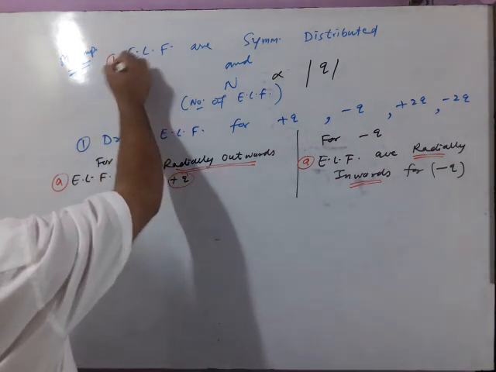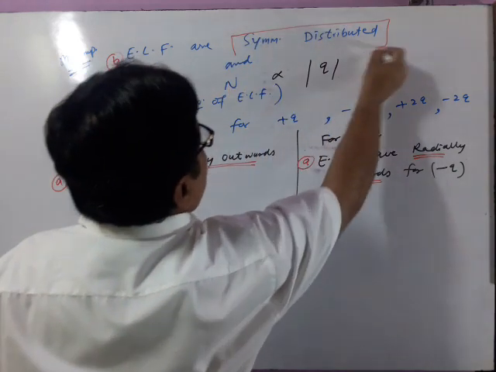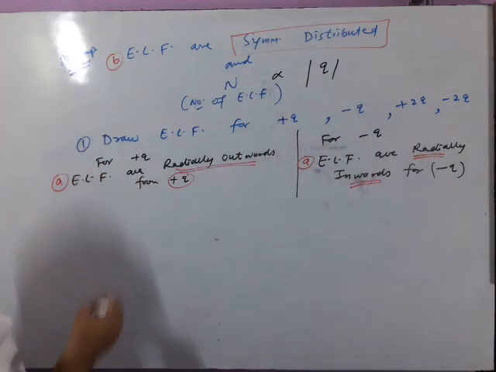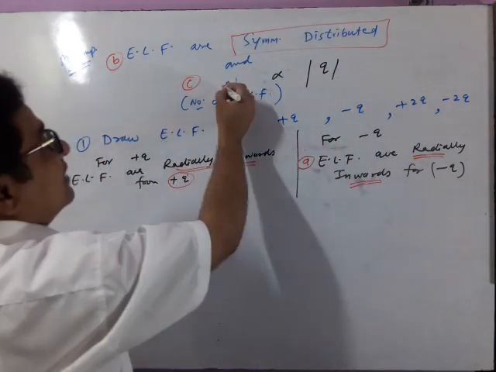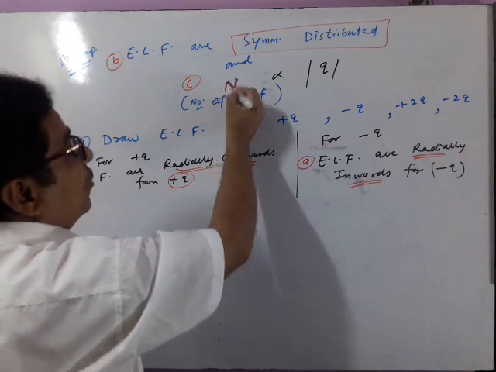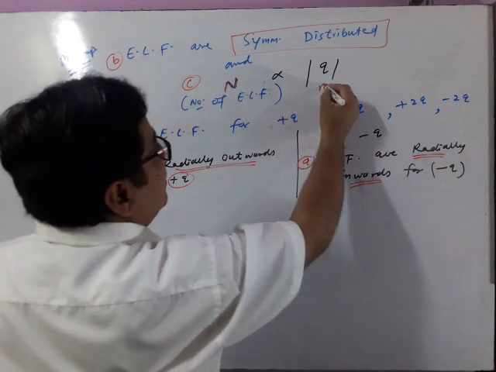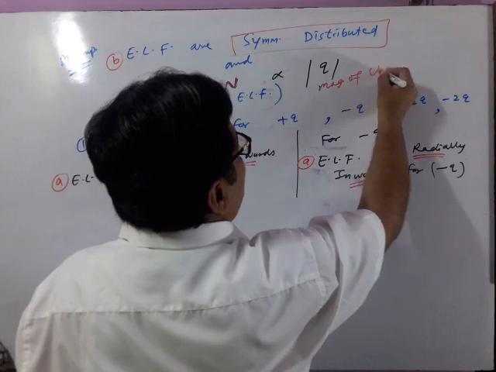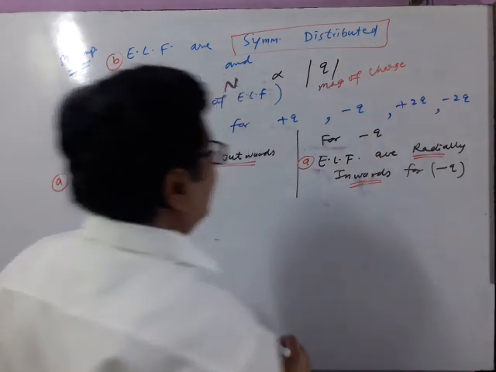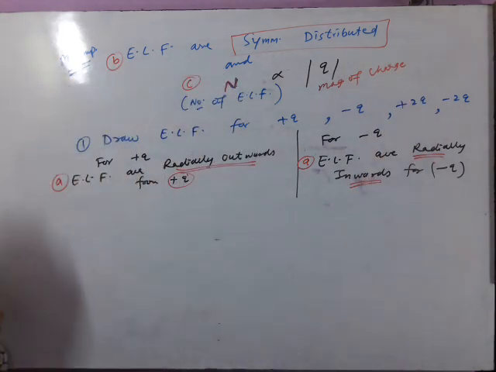B. We will see this. They are always symmetrically distributed. C. How many number of lines we must draw? It will depend upon magnitude of charge given to you.